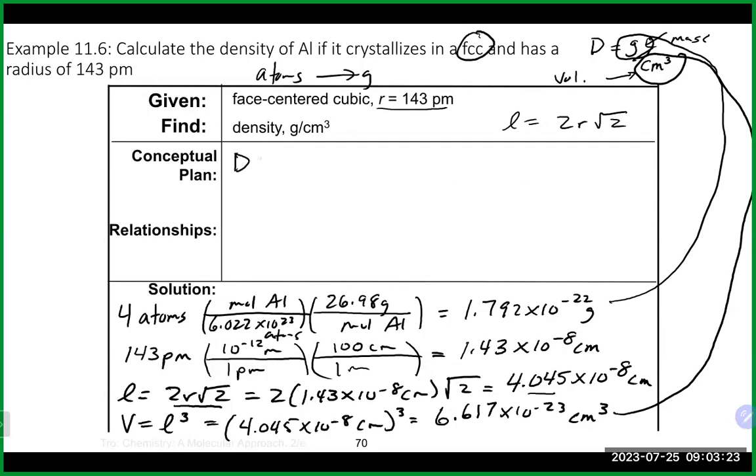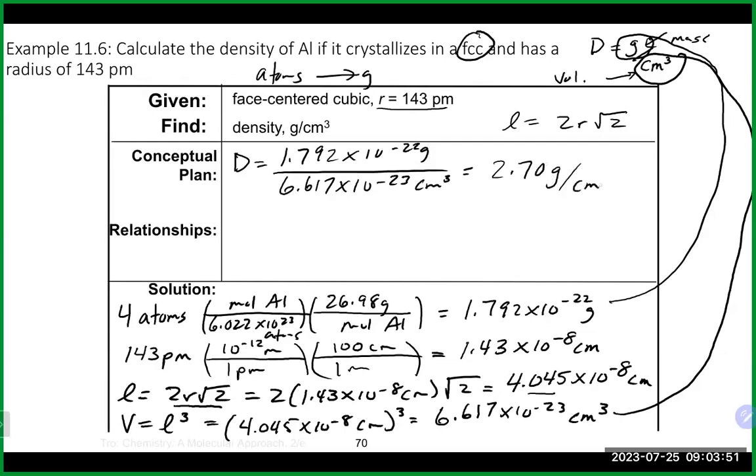So our density here will be our grams that we calculated based on how many atoms there are, divided by our volume that we calculated based on it being face centered in the appropriate length, which is 6.617 times 10 to the minus 23 cubic centimeters. And that gives me a density of about 2.70 grams per cubic centimeter. A long way to go to get to that. Any questions on that calculation there?